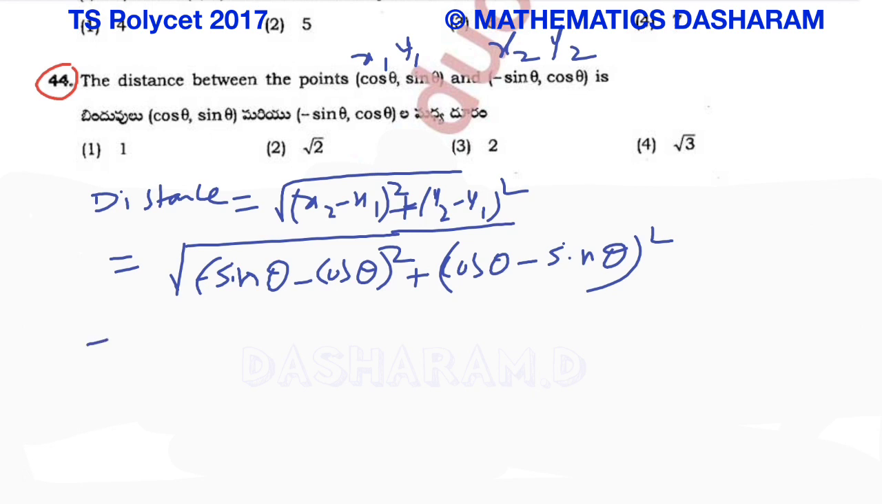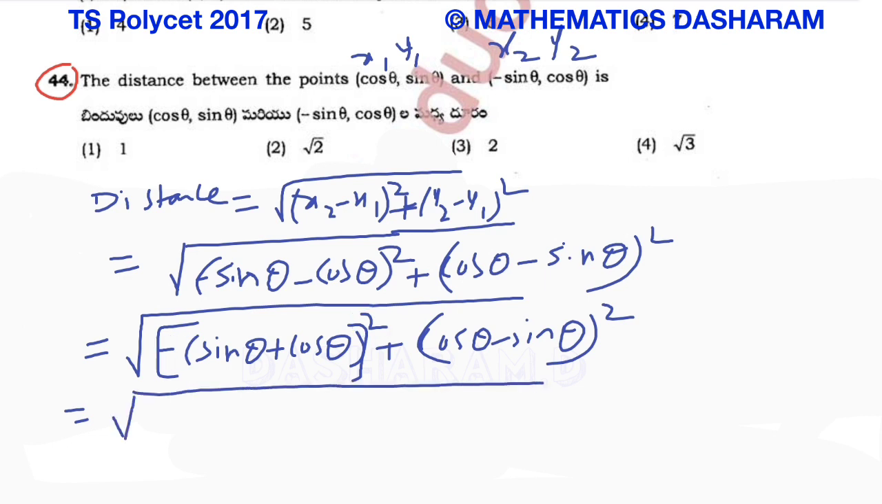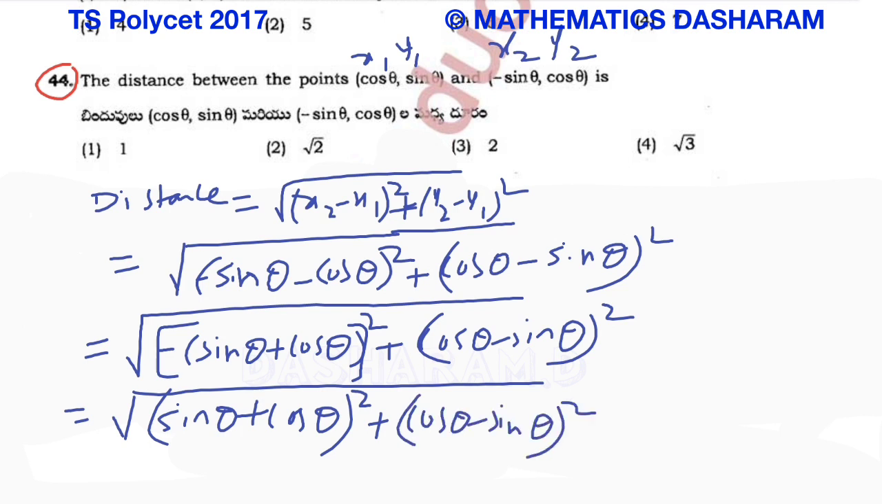So here we can take the minus common, so minus bracket of sin theta plus cos theta whole square, and here cos theta minus sin theta whole square. Now we can apply the square for minus: minus of minus is plus. So just sin theta plus cos theta whole square plus cos theta minus sin theta whole square. Here it is the a plus b whole square and a minus b whole square formula.